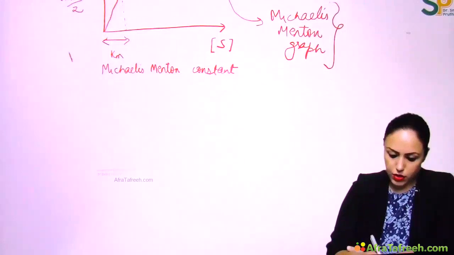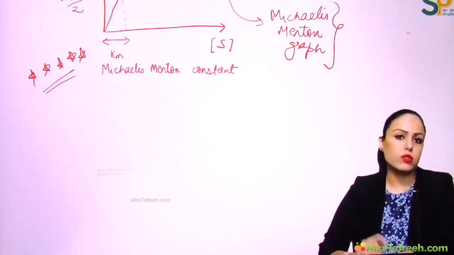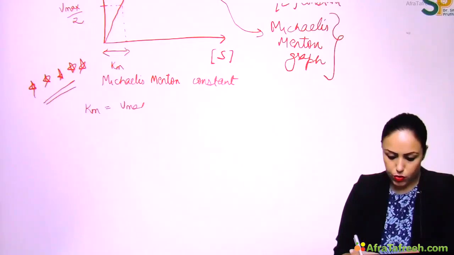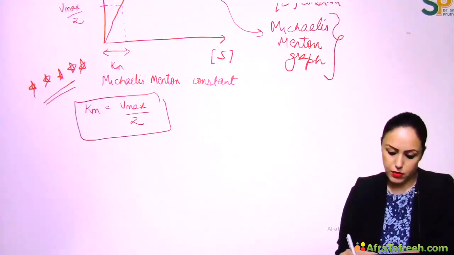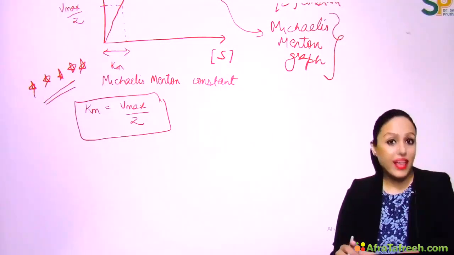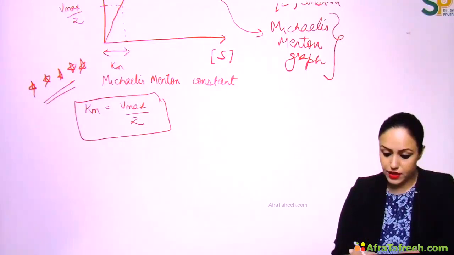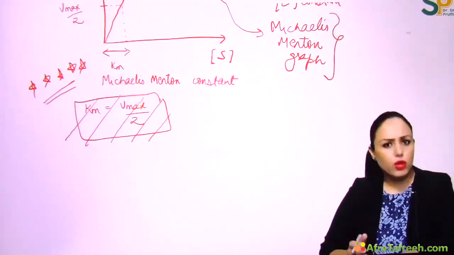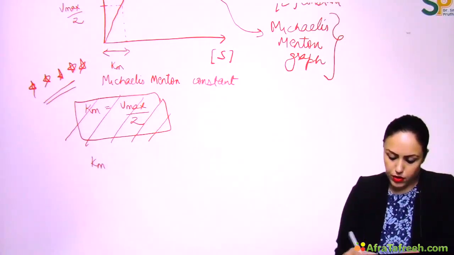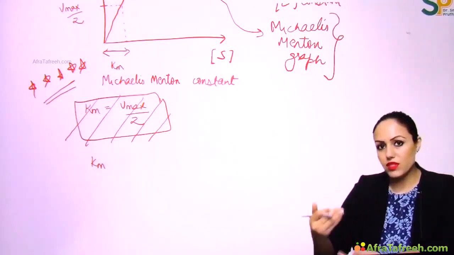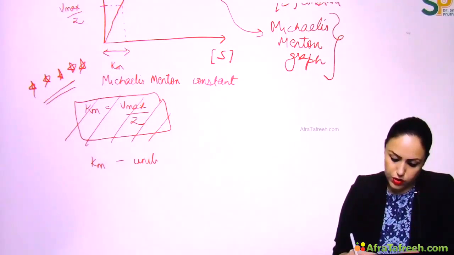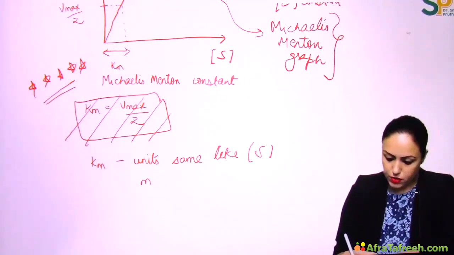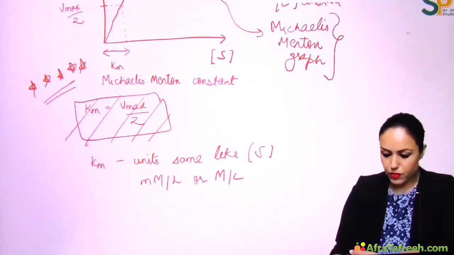So let's go into the detail of this Km. Many questions are asked on this Km, right? Look here, can I say that Km is equal to Vmax/2? Can I say this? Be careful. Km is on the x-axis, velocity is on the y-axis, so this statement is wrong. We cannot put an equal sign between them. They have different units, right? What is the unit of Km? Km is on the x-axis, representing substrate concentration, so the units of Km are the same as substrate concentration. It is millimoles per liter or moles per liter, right?